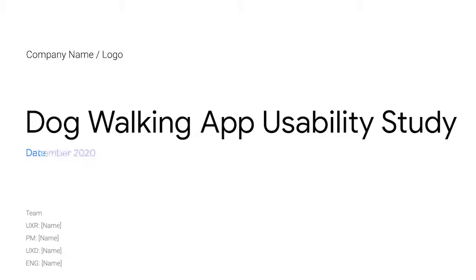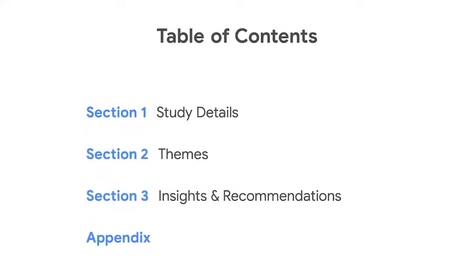I'll also add the date of the presentation. In this case, it's December 2020, and I'll fill in the names of all of my team members who worked on the usability study with me. Now I'll move to the next slide, which is the table of contents. This is an easy one. This slide already has the right names for sections of the presentation, so there's no need for me to make any updates. Up next, we've made it to the study details section.